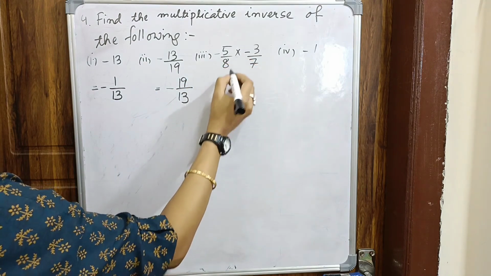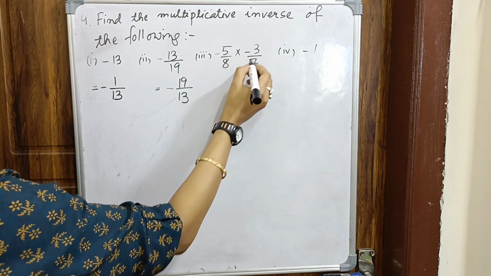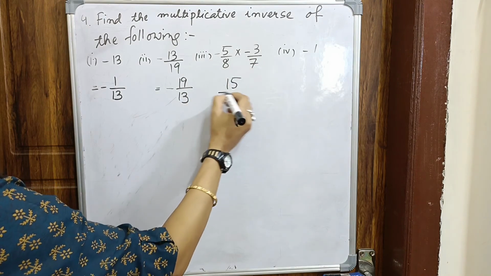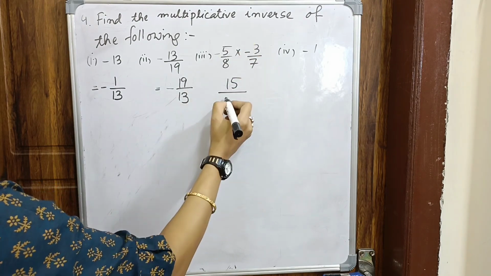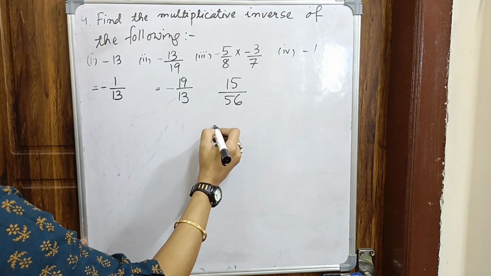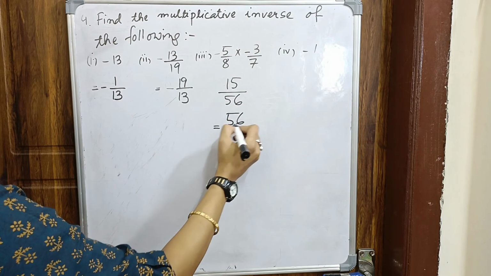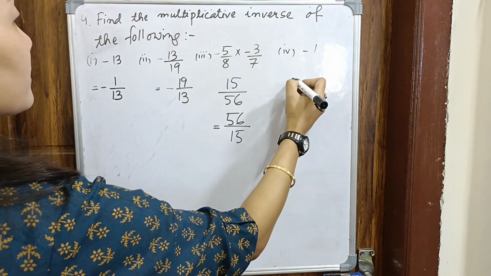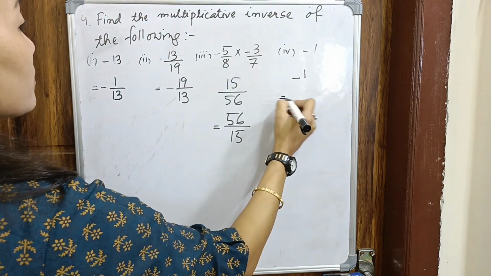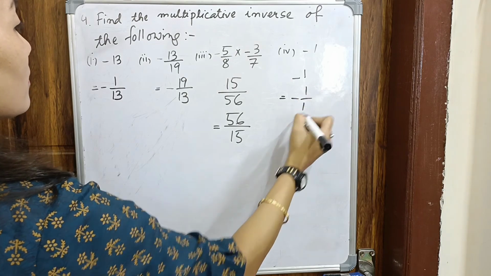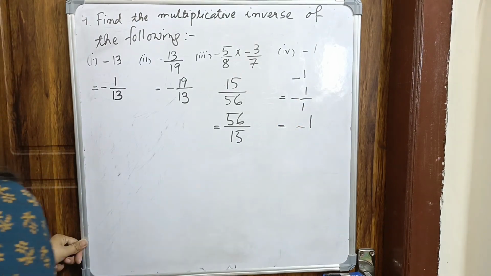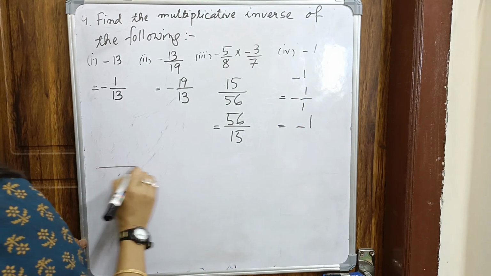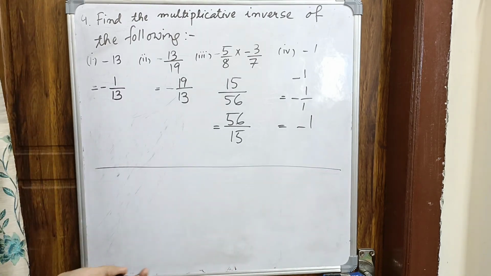And this is, first we'll solve for this. 5 3s are 15. Minus and minus is plus. 8 7s are 56. So the answer is 56 by 15. And for this it is minus 1 equals to minus 1 by 1 equals to minus 1. So I hope all this is clear to you.